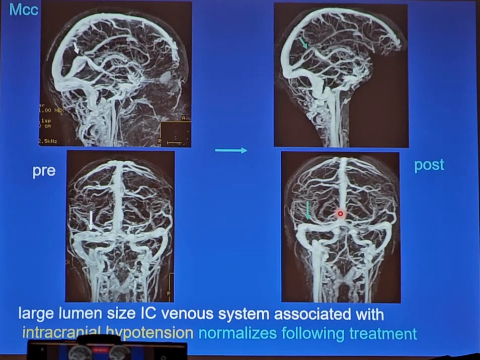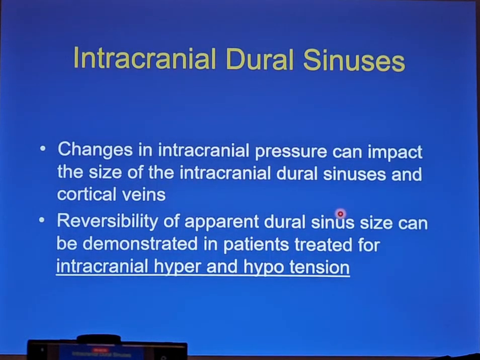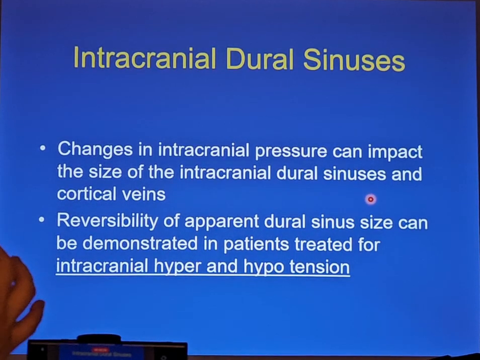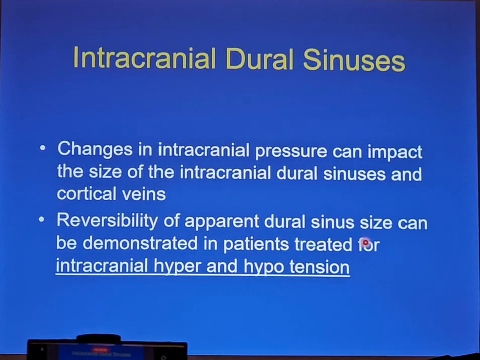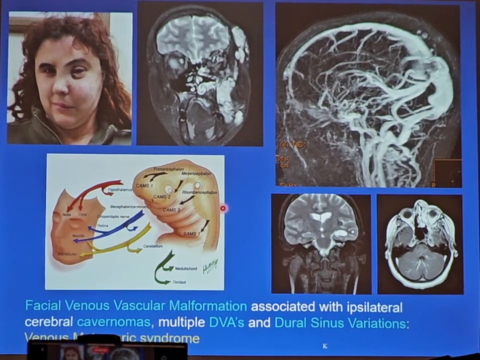So again, the venous system is very nicely shown to respond to, or to be responsible for, pressure changes that can occur in various circumstances. So changes in intracranial pressure can impact the size of the intracranial dural sinuses and cortical veins. Reversibility of apparent dural sinus size can be demonstrated in patients treated for intracranial hyper- and hypotension. And then finally, the last slide.